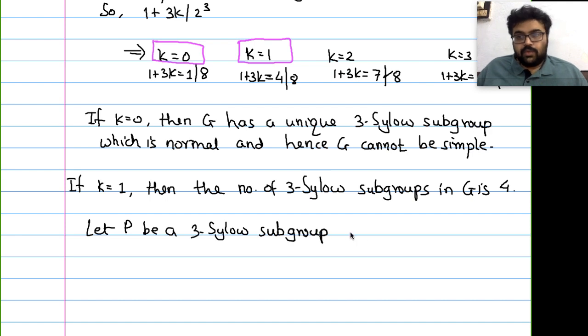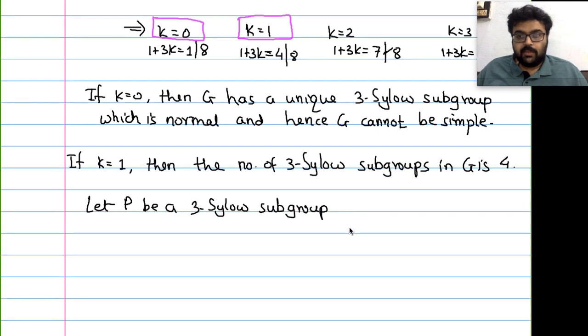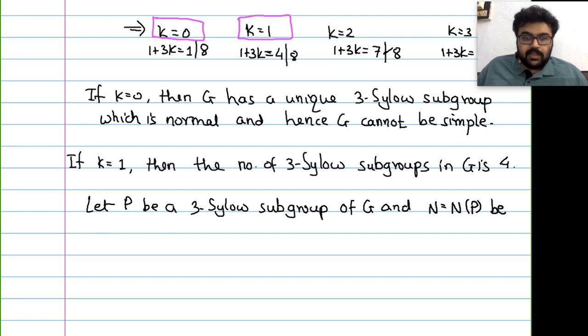In this case also, it is normal to house. This is not normal, but there is some way to find a normal subgroup. And I told you in unit 2 that that result will be useful. Let P be a 3-Sylow subgroup of G and N = N_G(P) be its normalizer.